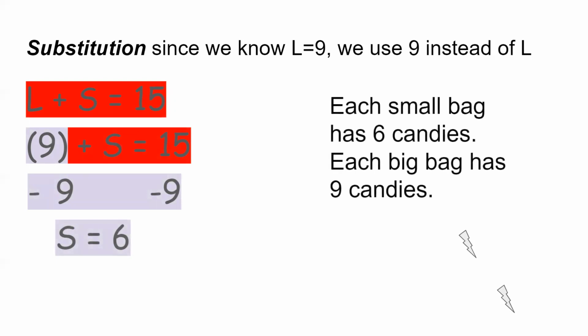What does that mean? Each small bag has 6 candies. Each big bag has 9 candies. I double check it. 9 plus 6 does equal 15. 4 9s and 3 6s does equal 54. And that is that.